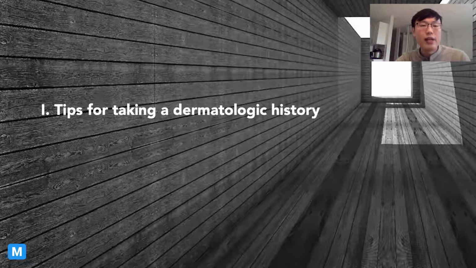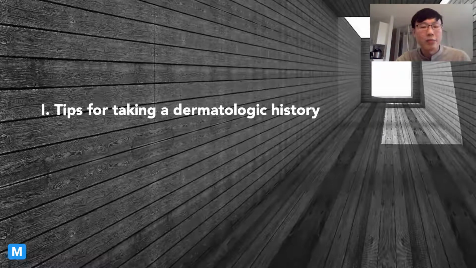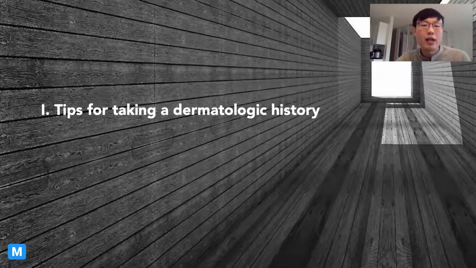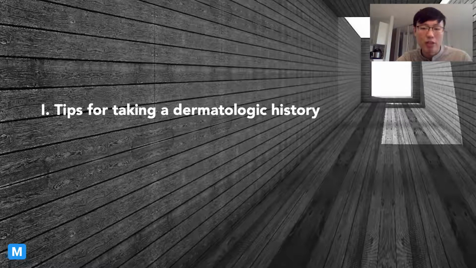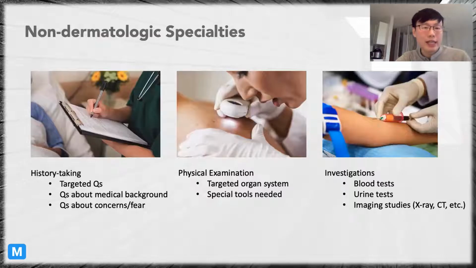So the first one is, hopefully everyone has some idea how to take a history. However, when it comes to dermatology, there are some tips you need to consider when taking a dermatology history. In medicine, for non-derm specialties, we're taught to start with history taking, focused questions, and medical background, and then you move on to examine the patient, listen to the heart, listen to the lungs, for example, followed by investigation, for example, blood work, urine tests, imaging studies. This is the trend in most specialties.